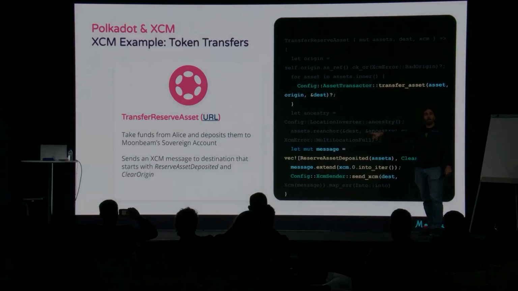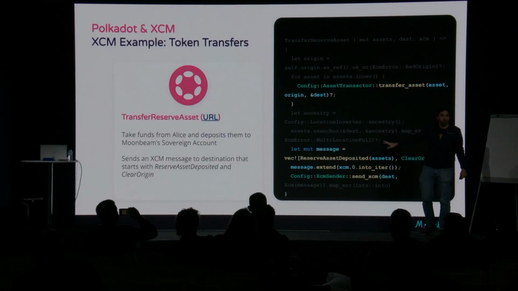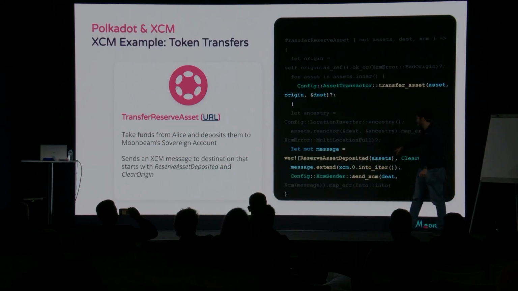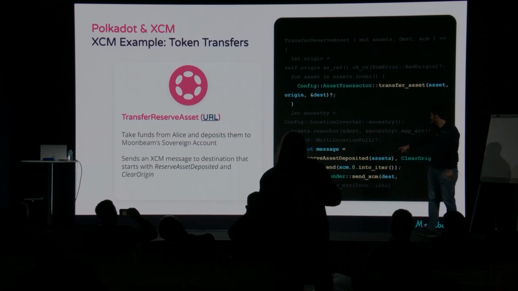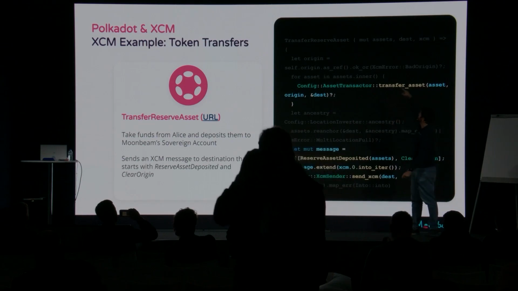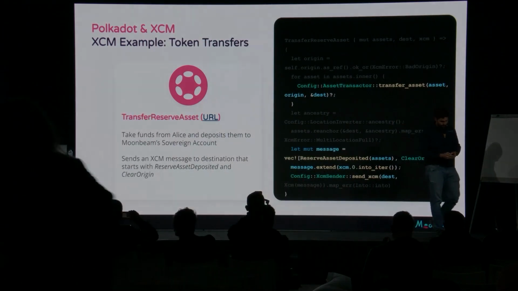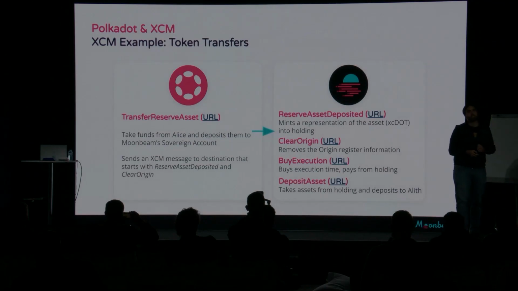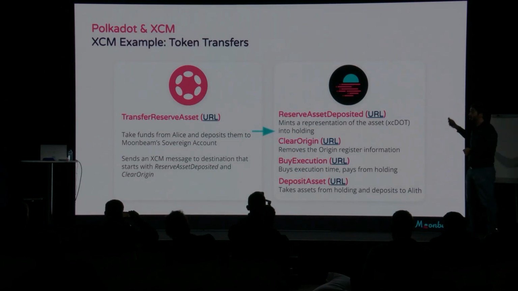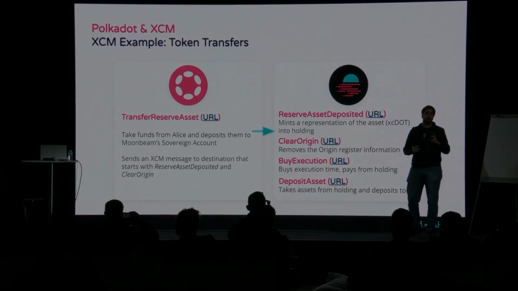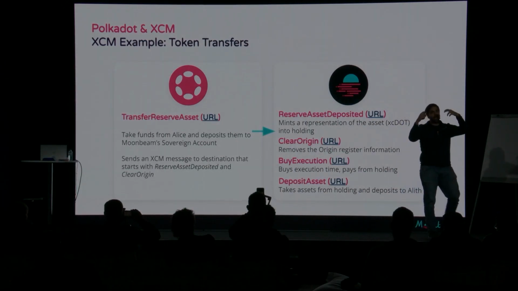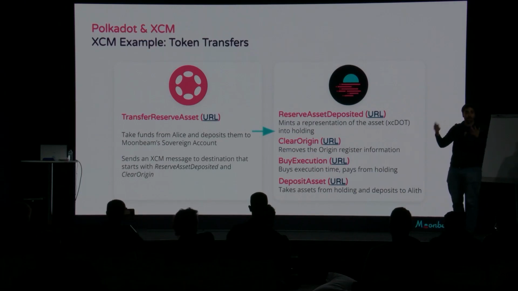We're preparing, and I don't know how to write Rust, by the way, but this can be read, right? You have an XCM message that has reserve asset deposited as the first instruction, clear origin as the second, and then you send that XCM message with whatever other instructions were passed in the input, all right? When the XCM message gets to Moonbeam, it should contain at least these 4 instructions. The combination of these instructions is what actually ends up minting the XC dots, or the representation asset, to Alice's account, or Aleph account in this case.